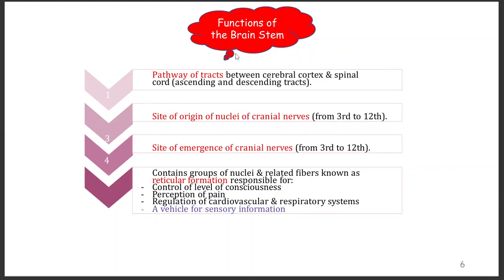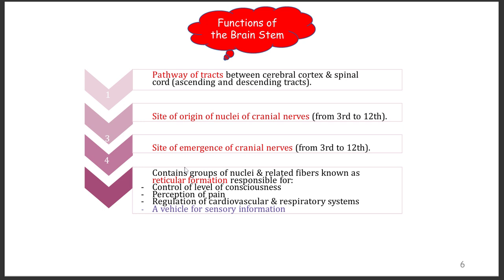What are the functions of the brainstem? You have got the pathways of tracts between the cerebral cortex and the spinal cord. The ascending tracts and the descending tracts will actually pass through the brainstem. It is also the site of nuclei of the cranial nerves. The third cranial nerve up to the 12th cranial nerve nuclei are actually found in the brainstem. And then also the site of emergence of cranial nerves. That's where cranial nerve number 3 up to cranial nerve number 12 will come from. And it also contains the nuclei and related fibers like the reticular formation just there in the brainstem.